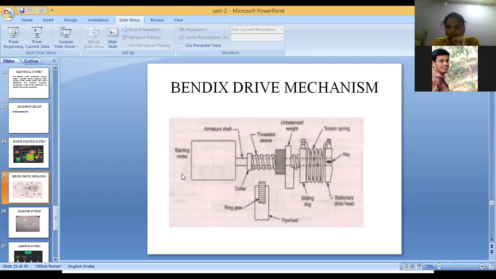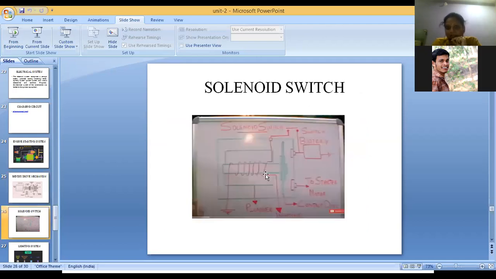Okay, next one is the solenoid switch. See, in solenoid switch you have a battery here. This plunger is connected, I mean wound with the wires. So once the circuit is closed, it means when electricity is passing from here, this plunger will move forward and gets in contact with the motor. When it gets in contact with the motor, as it is rotating, the motor will also start rotating. So this is solenoid switch.